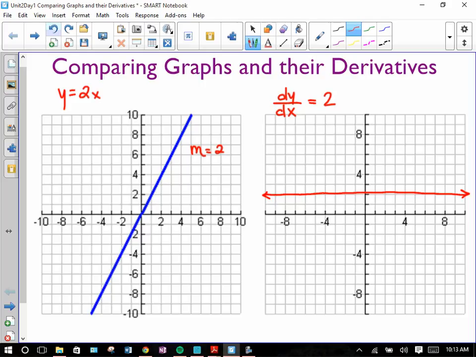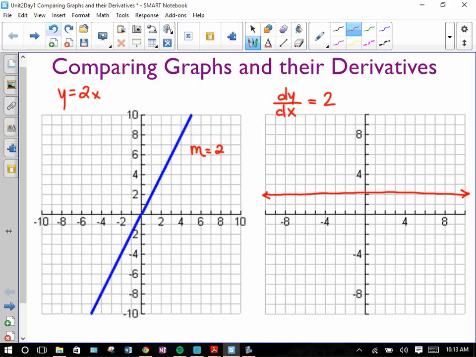Again, this is probably something where it might be beneficial if I print this out for you. These next couple of days, you can have this written up. But we just graphed our first derivative, just by using what we know.